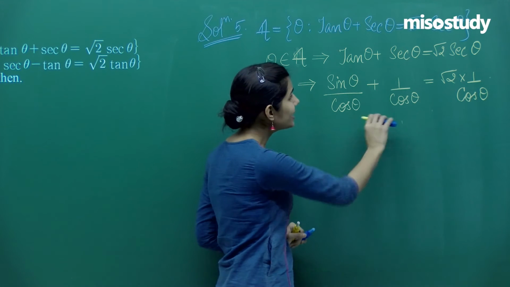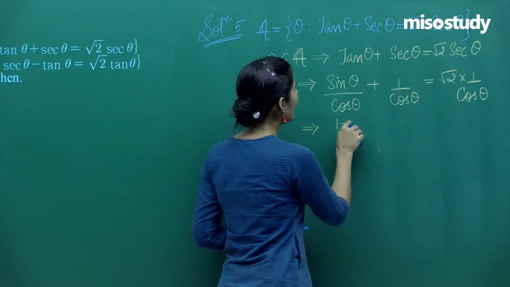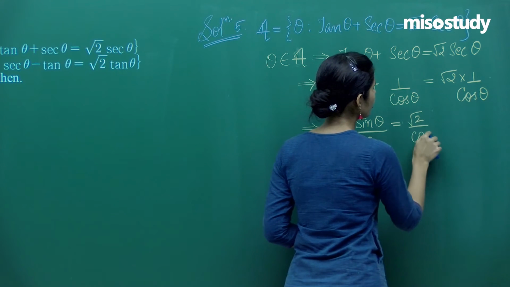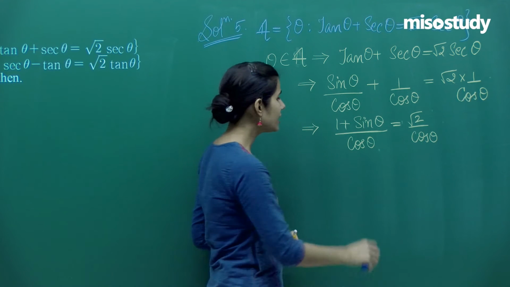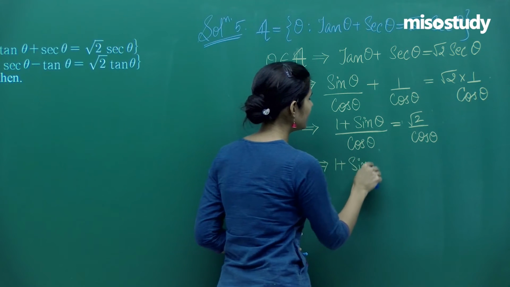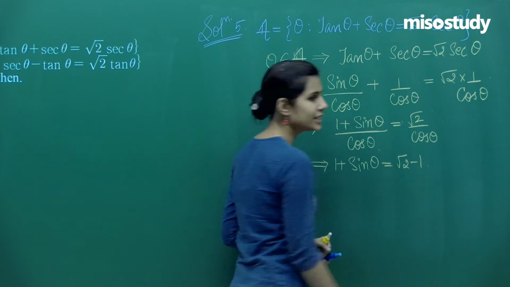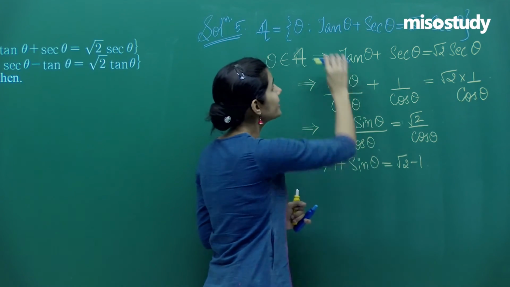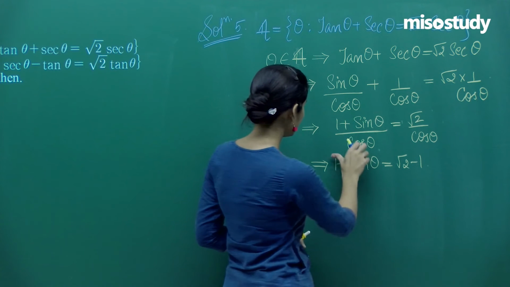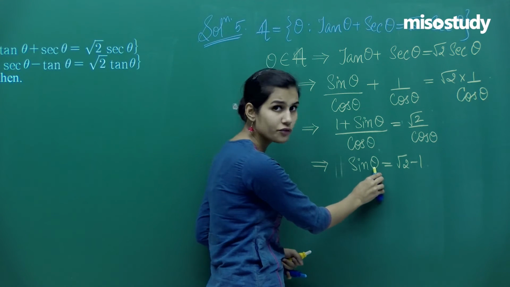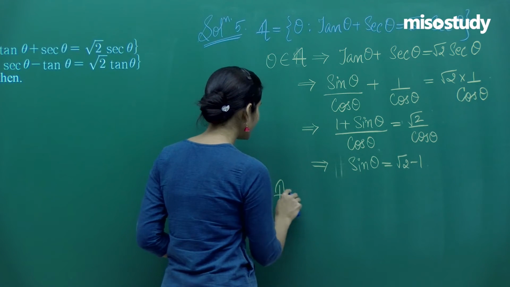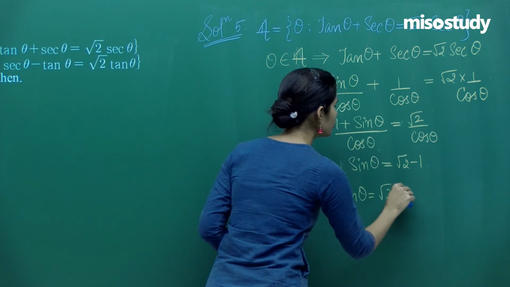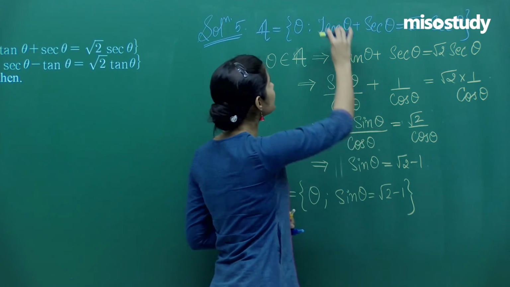Once you have obtained this, find the LCM on the left hand side. What you obtain is 1 plus sine theta upon cos theta is root 2 upon cos theta. The cos theta gets cancelled from both sides and you are left with 1 plus sine theta equal to root 2, so sine theta is root 2 minus 1. All those theta which belong to A satisfy this. Therefore, I can write A as all those thetas such that sine theta is root 2 minus 1. We have deduced a simpler form of A.